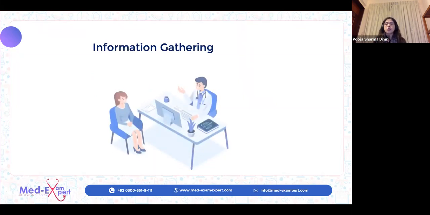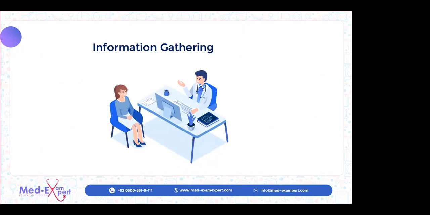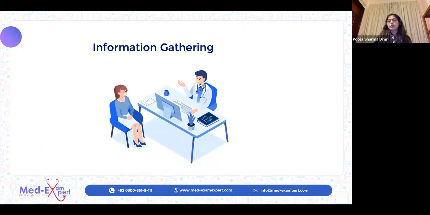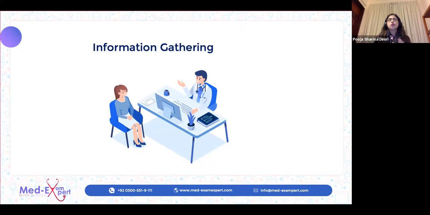The first domain is information gathering. Information gathering looks very simple and easy, that it's taking the history and examination, but it's not, and actually it is an easy to score domain. The important thing we should realize is that this exam has a time constraint. You have to finish your whole station in 10 minutes.